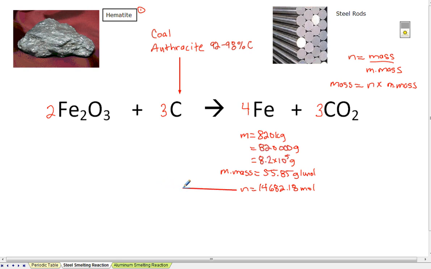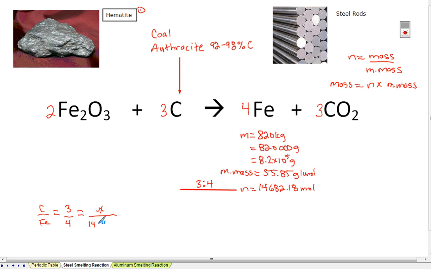Using this information, I can now start to determine how much carbon would be required for this reaction. So I need to look at my mole ratio between carbon and iron. And that's the beauty of doing stoichiometry, this becomes very easy. I see that 3 moles of carbon are needed to produce 4 moles of iron. So using this, I can quickly use my ratios to establish how many moles of carbon that's going to end up being. So my moles of carbon is 3 moles to 4 of iron.